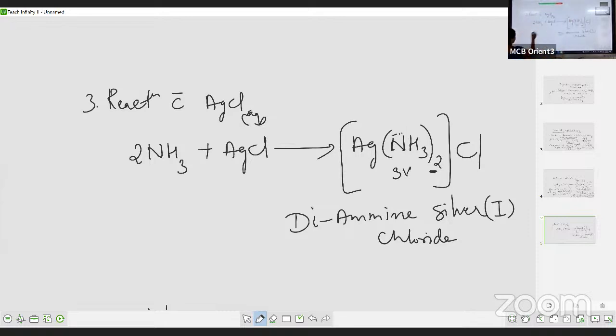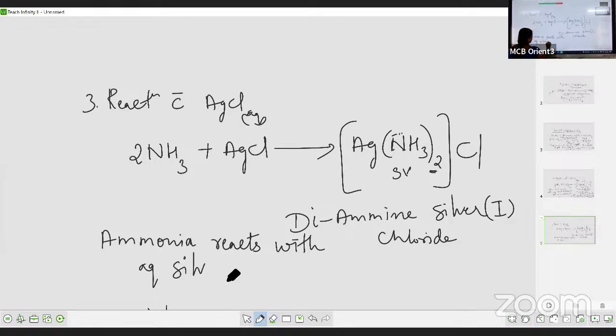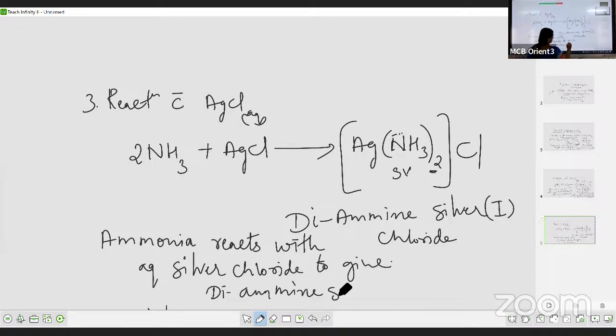Now what is the statement? Simple statement. Ammonia reacts with aqueous silver chloride to give diamine silver I chloride.